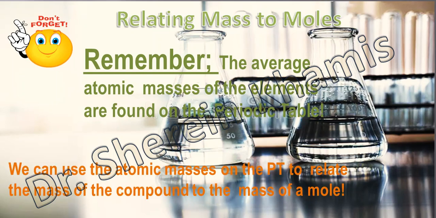We use the atomic masses on the periodic table to relate the mass of a compound to the mass of a mole. We have constant, fixed atomic masses inside the periodic table to collect them to measure the mole.